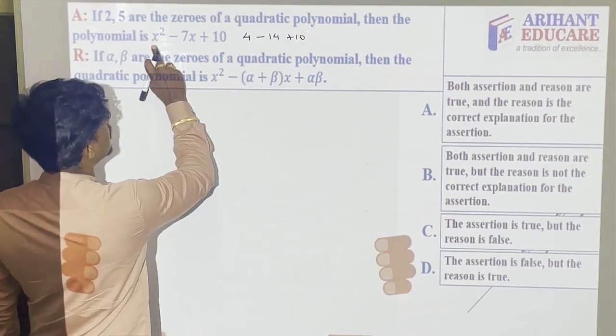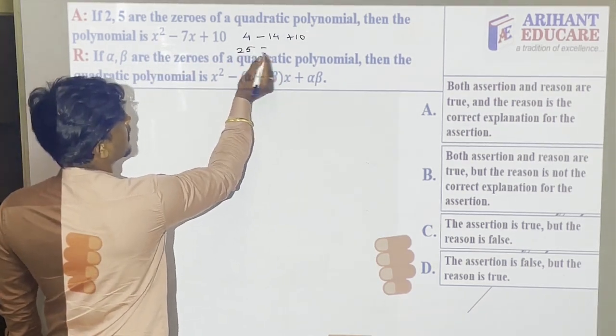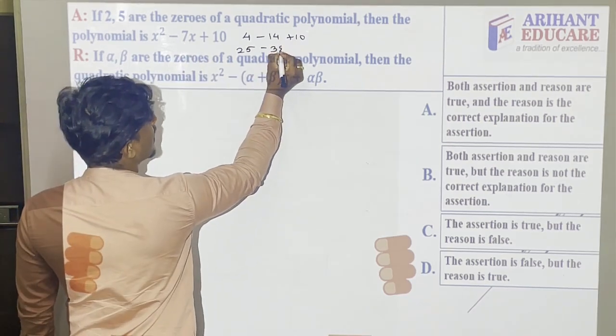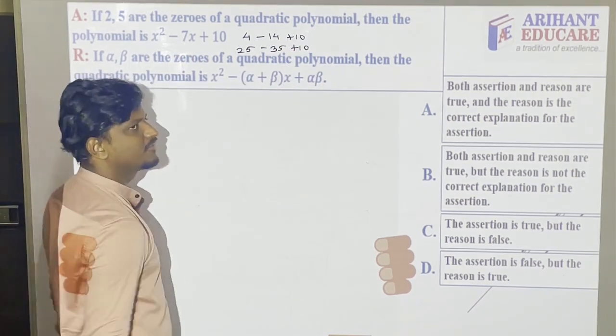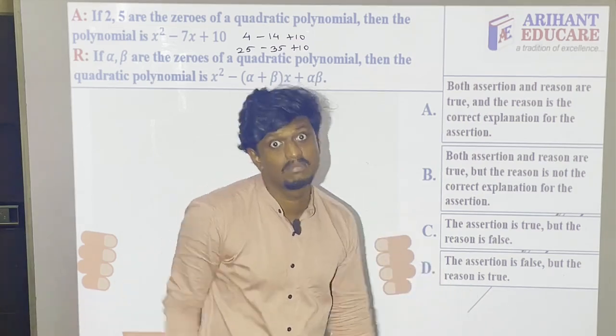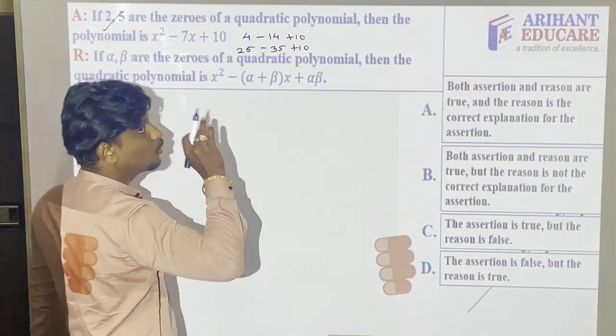Let's check for 5 also. 5 square is what? 25 minus 7 into 5 is what? 35 plus 10. 25 minus 35 is minus 10 plus 10 is 0. So definitely the assertion is true. 2 and 5 are zeros.